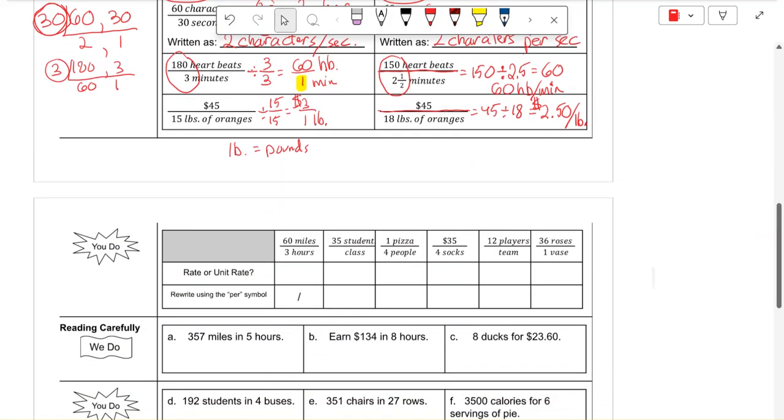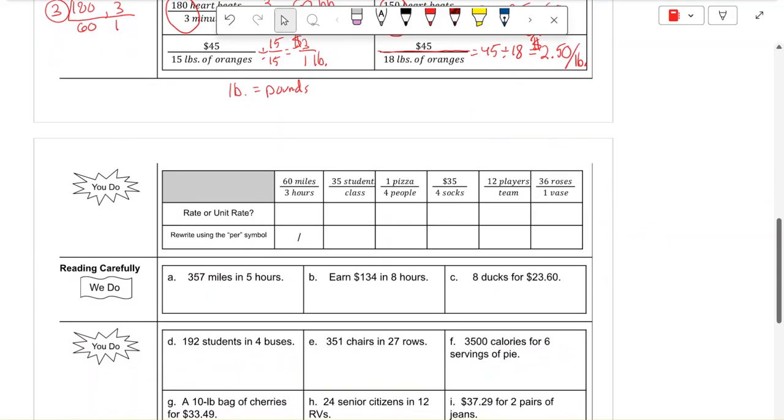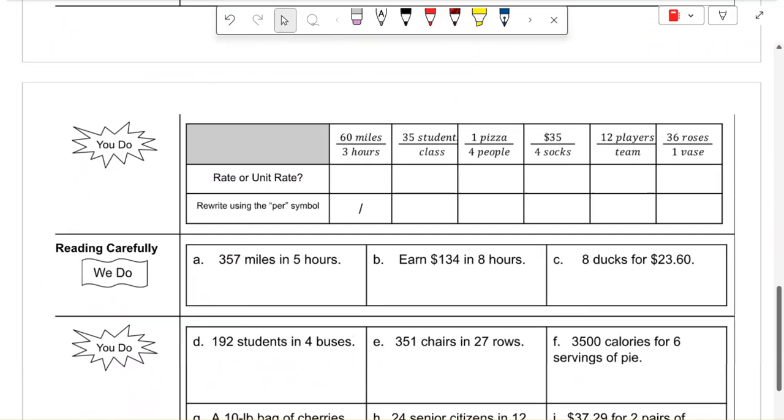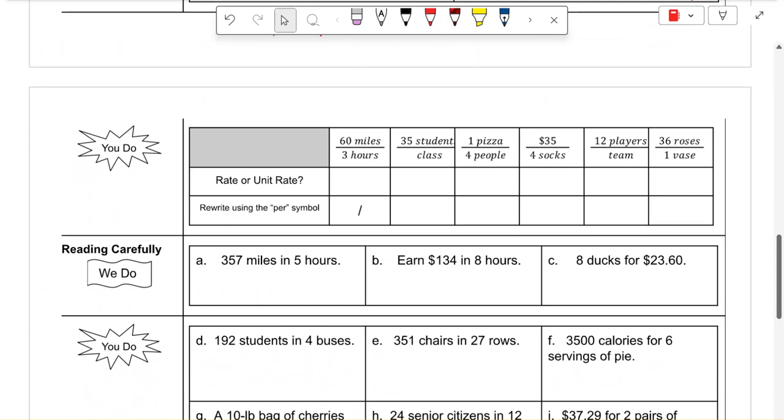All right, go ahead and flip your paper over. And if it ever seems like notes are going fast, you pause and you can go back and take a look at what it is that you may not have understood.